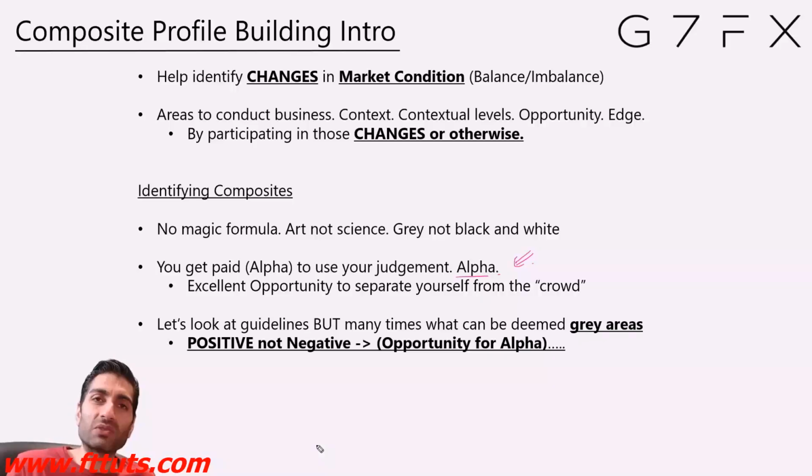But it doesn't matter if it's different. That's what you get paid to do. So I think I've said enough on that. But what is important, because you're going to notice this as we go into the next section, is that this is really a brilliant opportunity to separate yourself from the crowd.